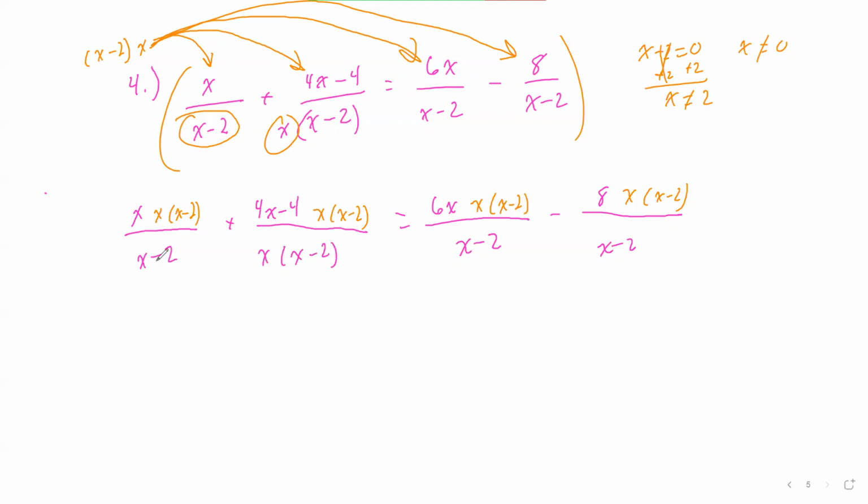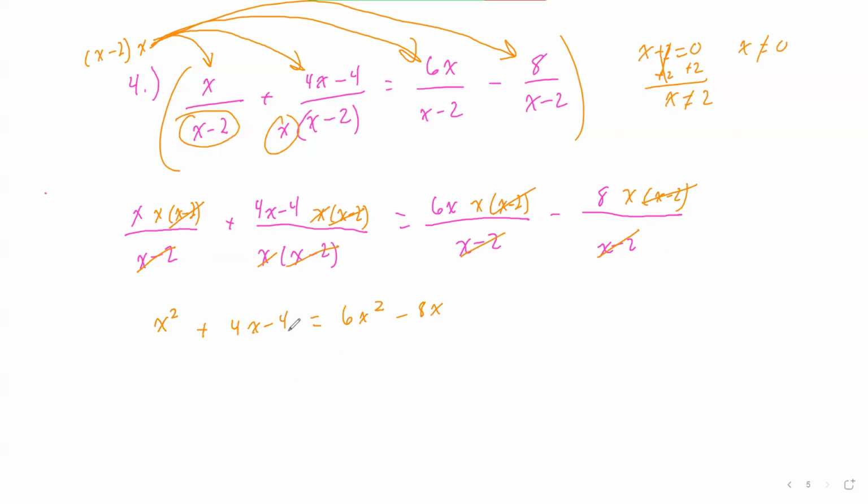And now I'm going to cancel what's in common. I notice the x minus 2 is in common. This one has an x minus 2 and an x in common. This one has an x minus 2 in common, and this one has an x minus 2. Now notice what happens. I have x times x, which is x squared, plus 4x minus 4, no more fractions, equals 6x times x, which is 6x squared, minus 8 times x, which is 8x. The purpose of doing this is to get rid of all the fractions. Now I can solve this as a regular polynomial equation.